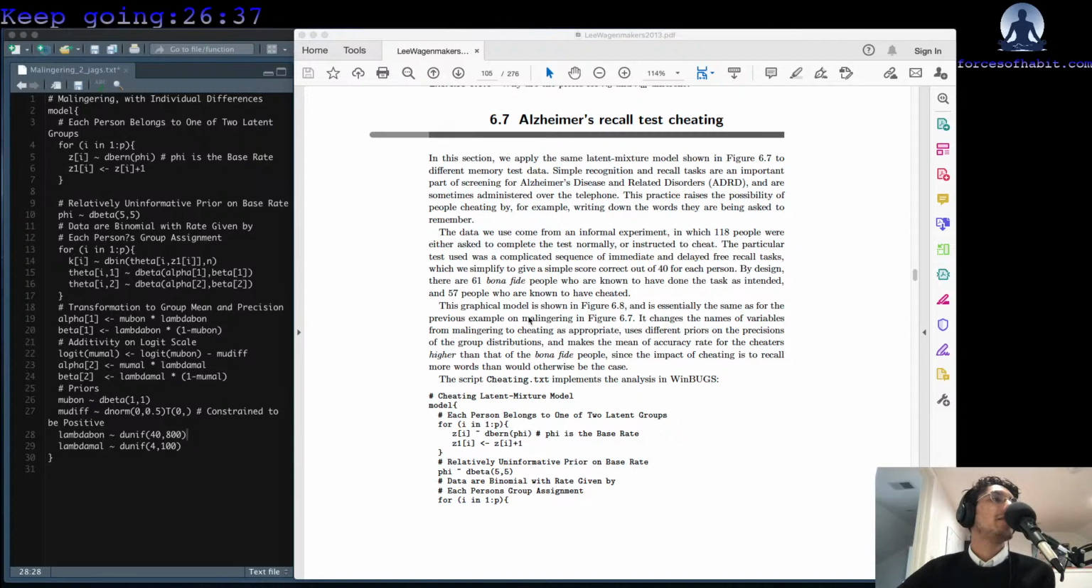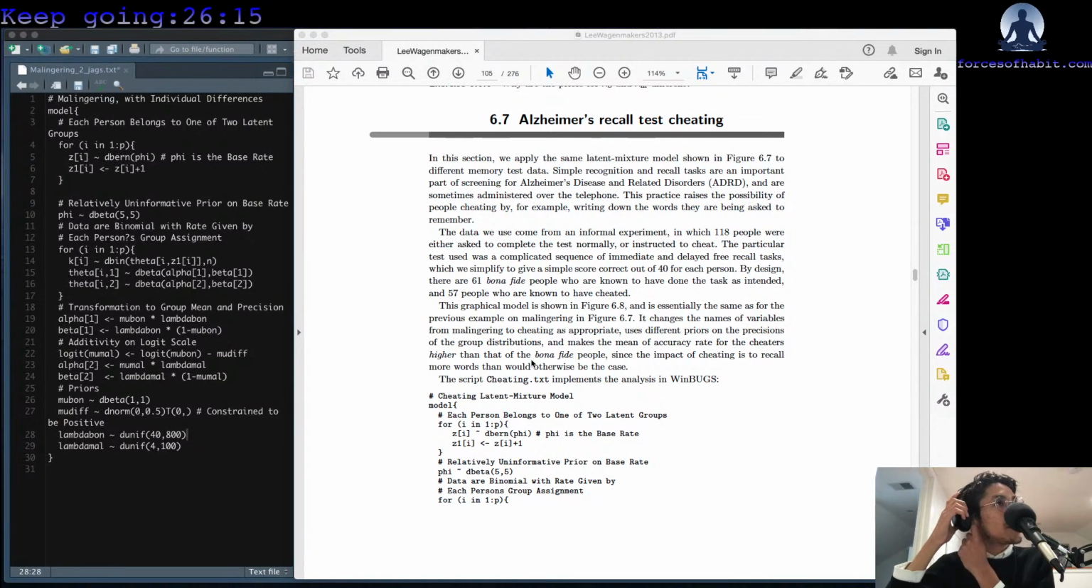It changes the names of the variables from malingering to cheating as appropriate, uses different priors for the precision, and makes the mean accuracy rate for the cheaters higher than the bona fide group.